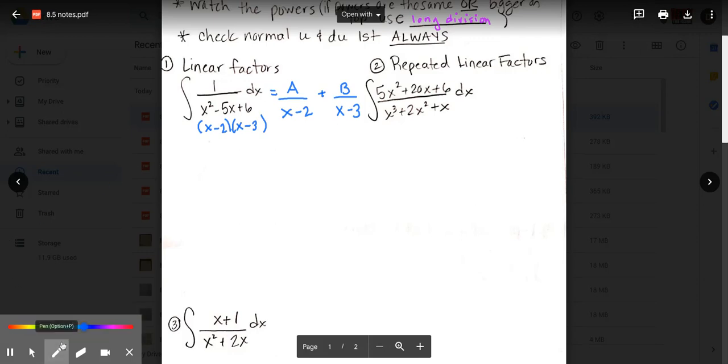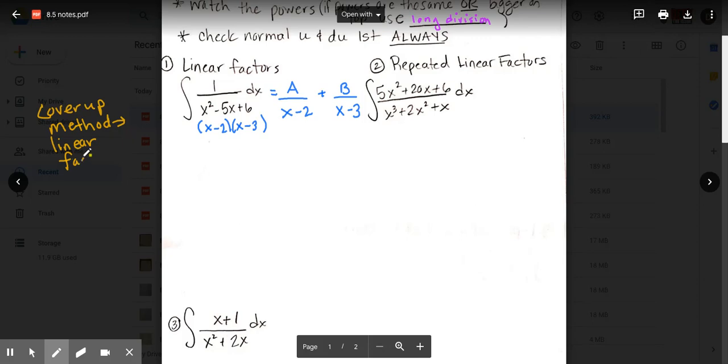Now, what we want to do is something called the cover-up method. The cover-up method only works for linear factors. It's a very easy method.